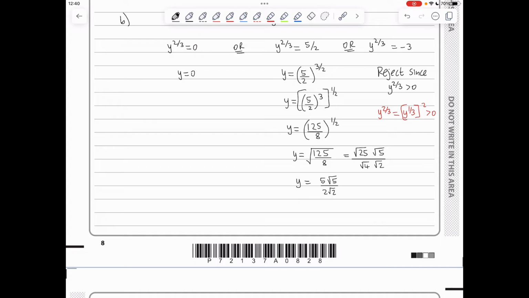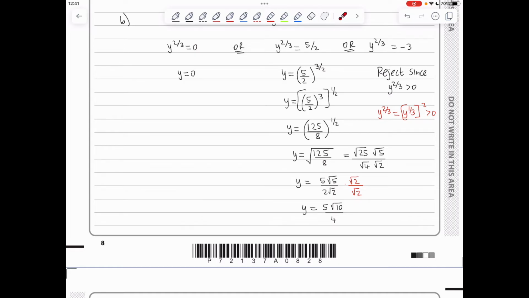We need to rationalize the denominator, so I will multiply top and bottom by root 2. This gives me in the numerator 5 root 10, and in the denominator it's 2 times 2, which is 4. So my final answer would be y is 5 root 10 over 4.